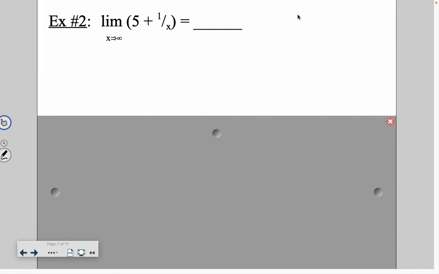Like, some people might already know the answer to this. Was it right? 5. It's 5. Here's why. Okay? The answer to this is 5. Here's the reason. Here's where the property, like I was telling you, I'm going to write this out.